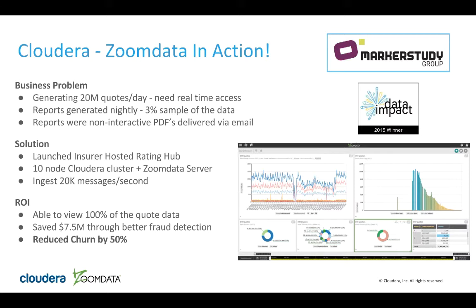The solution, which was put together by Cloudera and Zoom Data in a matter of 2 months, basically launched the Insurer Rating Hub, and it was a 10-node cluster and a Zoom Data server with the ability to ingest 20,000 messages per second. And from an ROI standpoint, Marker Study now is able to view 100% of the quote data. So they went from a 3% sample to looking at 100% of the data at any time during the day. They saved $7.5 million through better fraud detection, and they reduced churn by 50%. So these are validated results that demonstrate the power of the Customer Insights program.